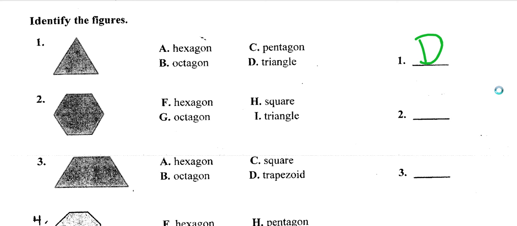Okay. Number two. If it's an octagon that has eight sides, well, let's count. One, two, three, four, five, six. It's got six sides. So what is it? It's a hexagon. Okay, and number three, it's a trapezoid. Quadrilateral if you want to call that, but it has a specific name, trapezoid.